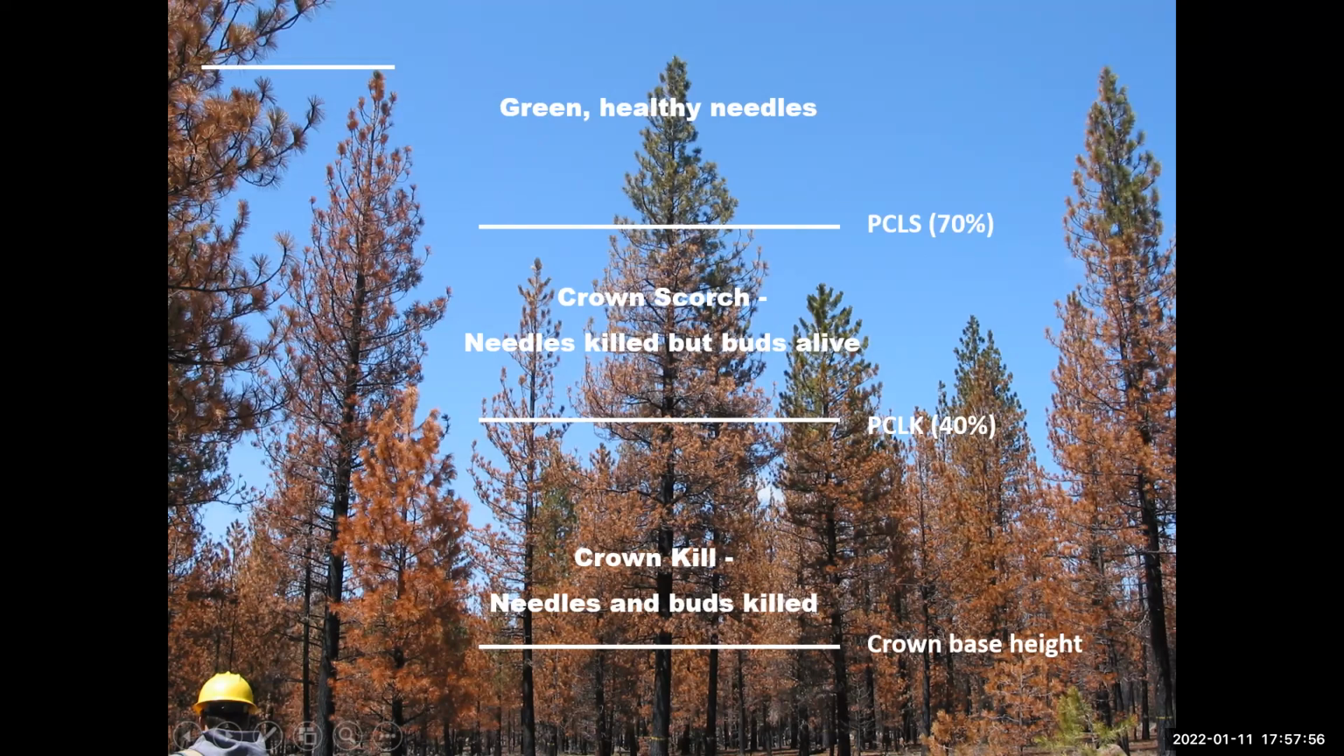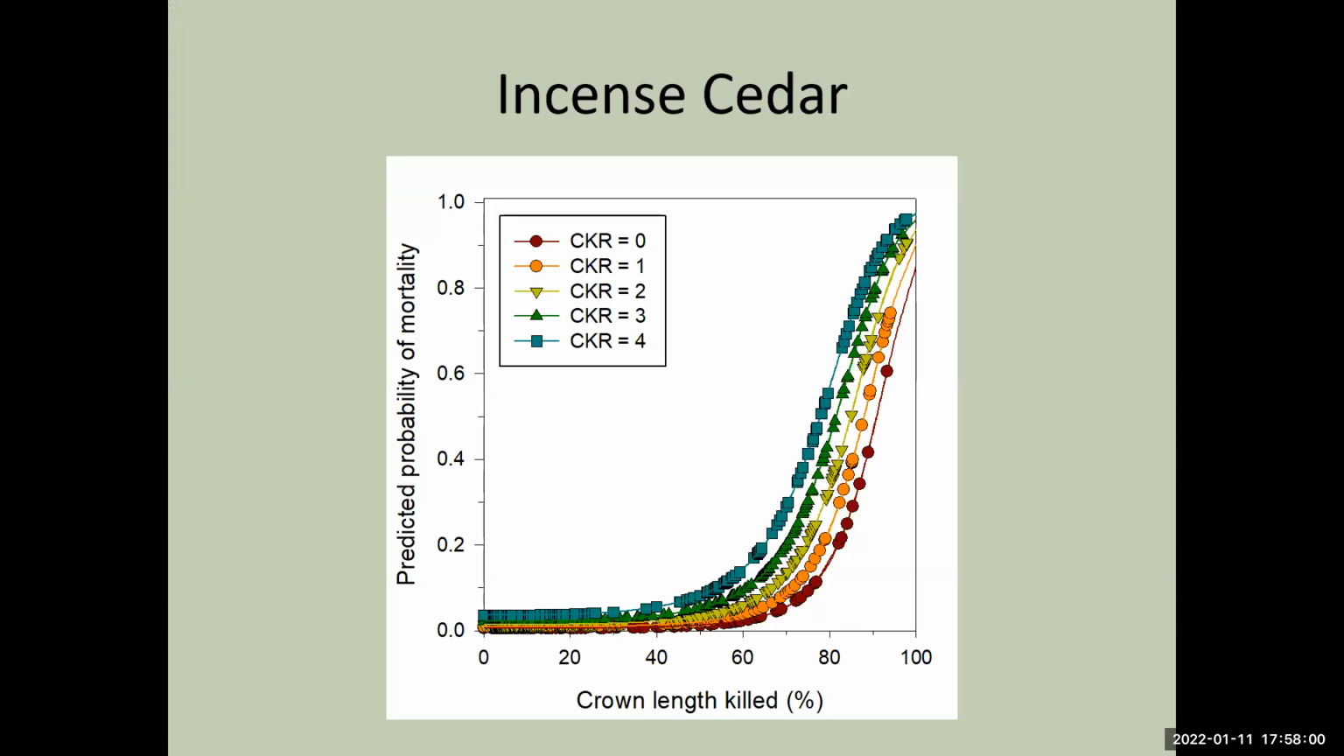So what's the importance of those percentages? Well, when we crank out our models, those percentages help us get to a predicted probability of mortality. And this is just an example from incense cedar. All of these model graphs I'm going to show you, some of them were made on preliminary data. I just picked the ones that showed a really good diagram. So some of these don't necessarily represent the final data from our study. I just wanted to throw that out there.